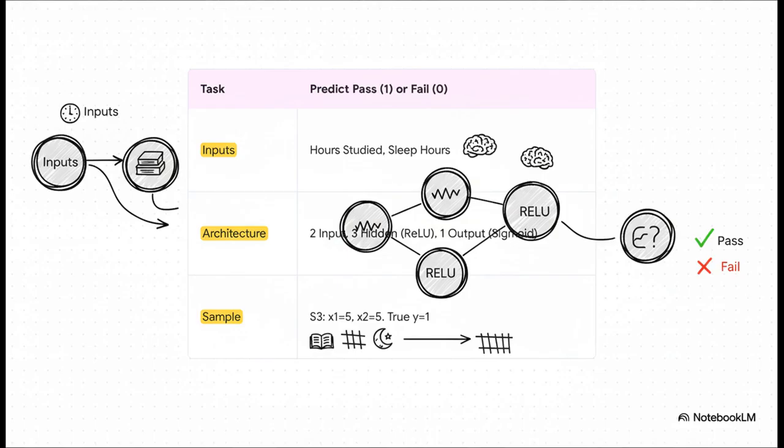Our little network has two input neurons for those two features, a hidden layer with 3 neurons using ReLU, and one final output neuron using sigmoid to give us that pass-fail probability. And we're going to trace the data for one student who studied for 5 hours and slept for 5 hours.